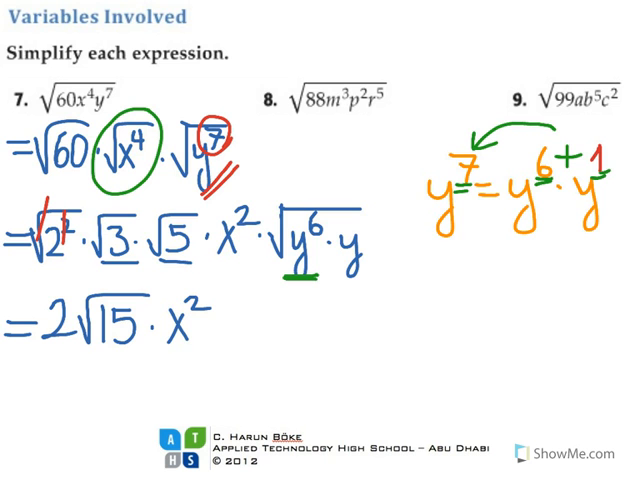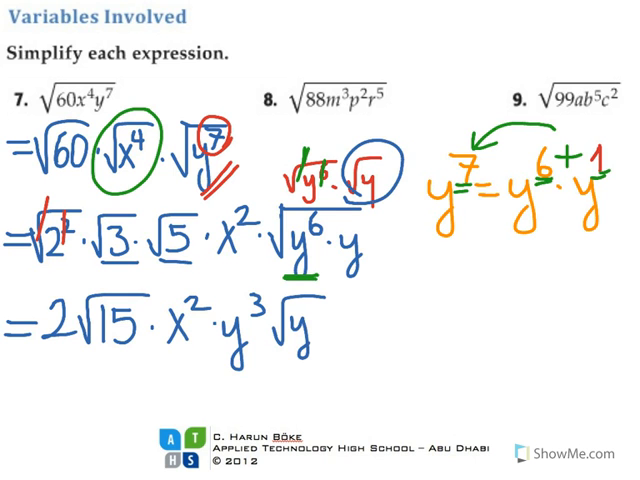if we consider them to be square root of y to the power 6 times square root of y, then we can cancel square root and power by dividing by 2, so we are going to get y to the power 3, because 6 over 2 is 3, and, well, we have the square root of y alone.